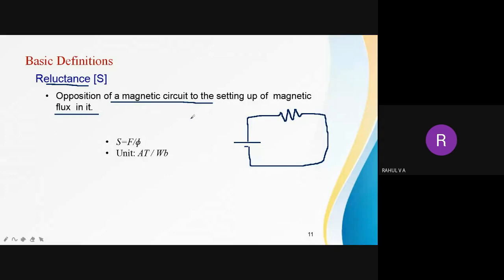So reluctance, we already know that mmf is equal to flux into reluctance. So reluctance is equal to mmf divided by flux. The unit of mmf is ampere turns, the unit of flux is Weber. So the unit of reluctance is ampere turns per Weber.